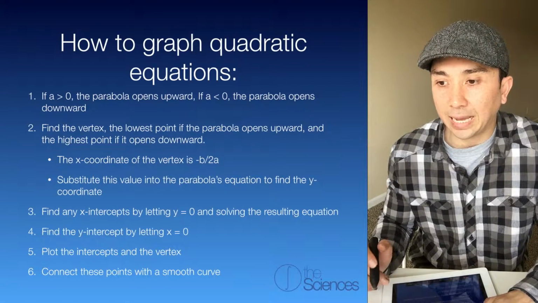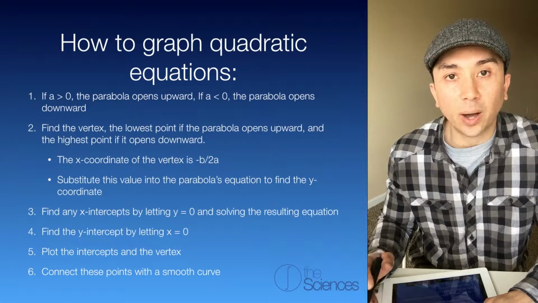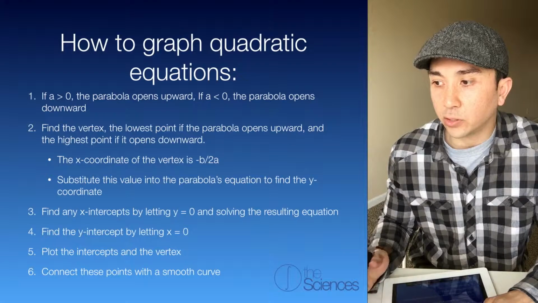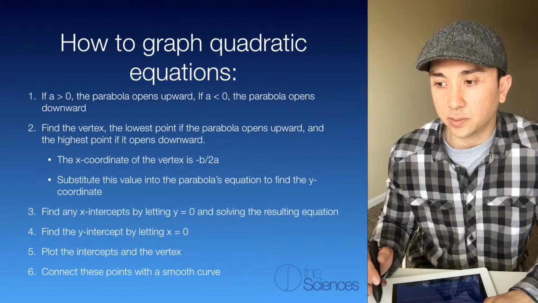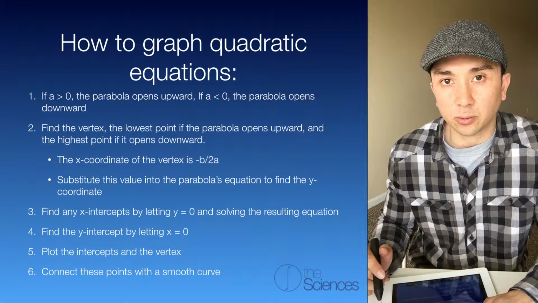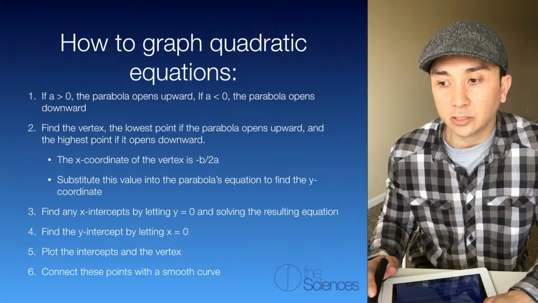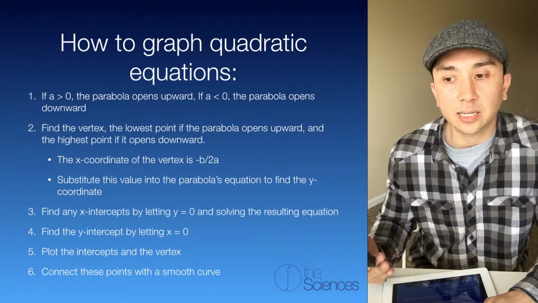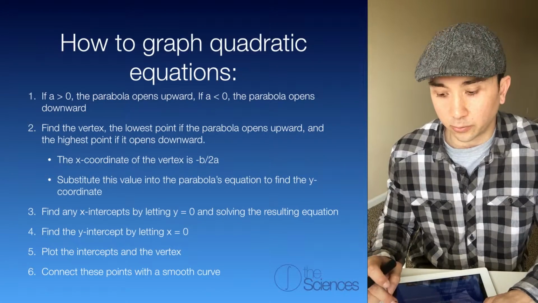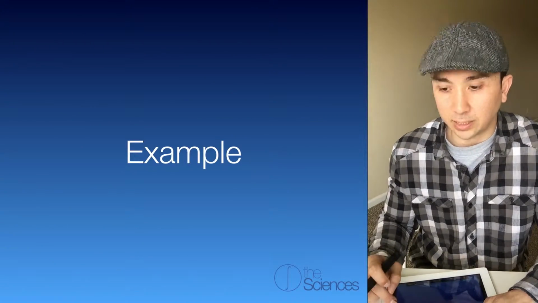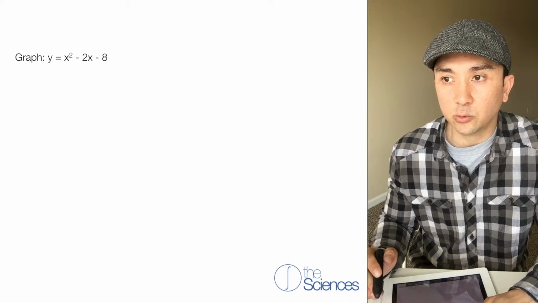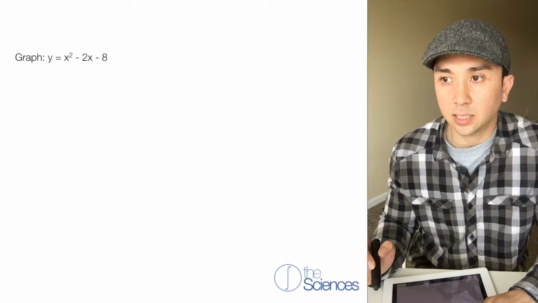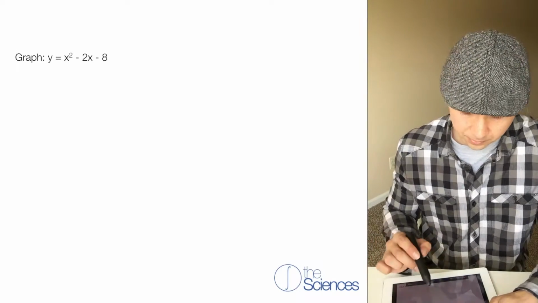Then you're going to find any x-intercepts by letting y equal 0 and solving for the resulting equation. Then you're going to find the y-intercept by letting x equal 0. You're going to plot the intercepts and the vertex, and then connect these points with a smooth curve. So let's do an example. Let's graph y equals x squared minus 2x minus 8.